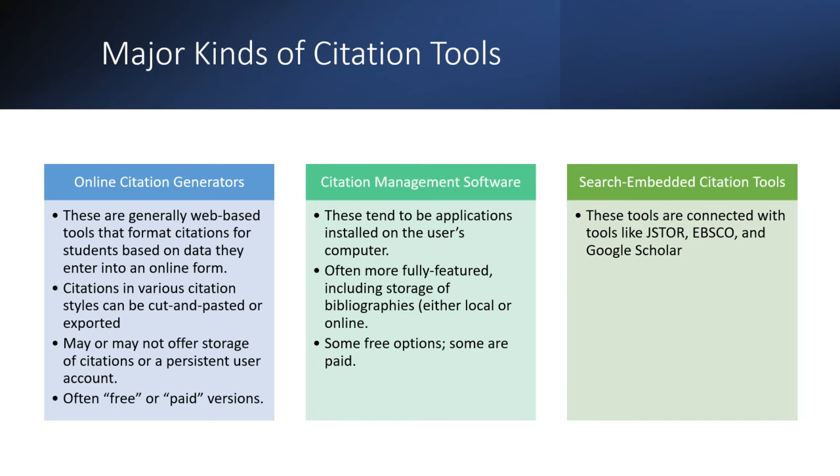Search embedded citation tools. These are tools that are connected with JSTOR, EBSCO, Google Scholar, and other databases. They are the easiest to use in some ways, but often just offer the opportunity to copy and paste the citation right from the tool itself.